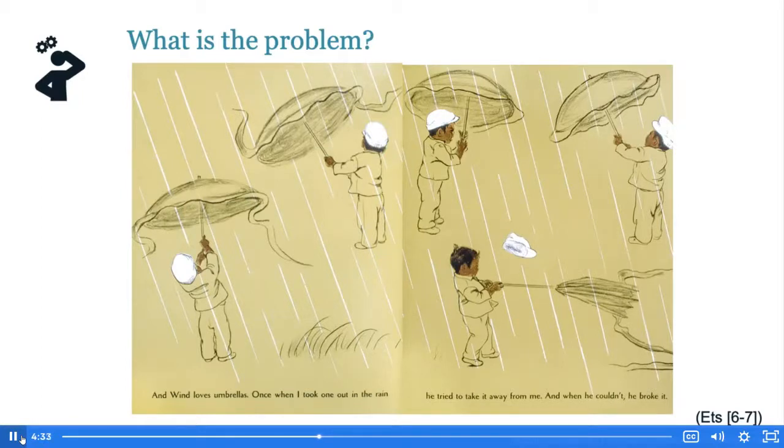And wind loves umbrellas. Once when I took one out in the rain, he tried to take it away from me, and when he couldn't, he broke it.